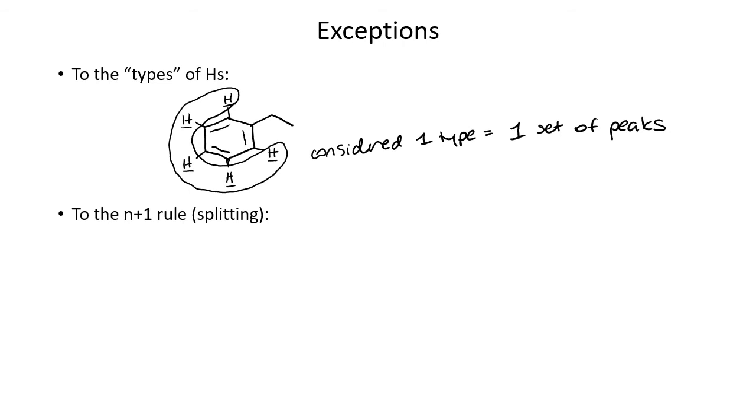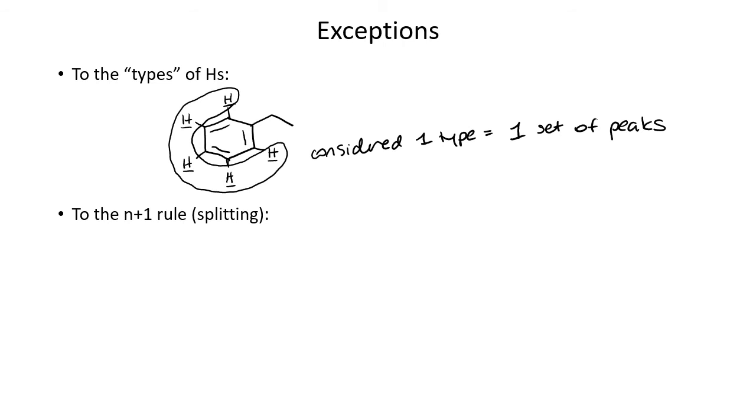Okay, so we mainly see that with hydrogens attached to benzene. The second exception is to the n+1 rule, or the splitting or neighbor rule. And this will occur when we have hydrogens bound to electronegative atoms or right next to highly electron withdrawing groups.